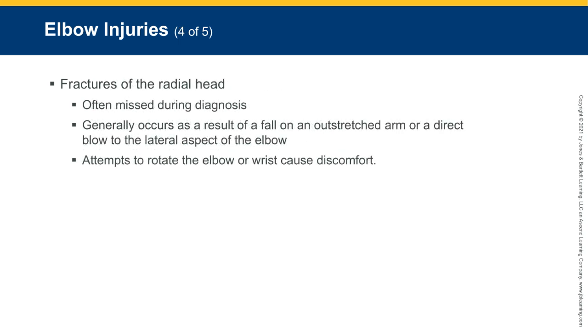Fractures of the radial head are commonly missed during initial diagnosis. They typically occur due to a fall on an outstretched arm or direct trauma to the lateral elbow. A key symptom is pain when attempting to rotate the elbow or wrist. These fractures should be splinted appropriately, and the patient should be transported for further evaluation and imaging.